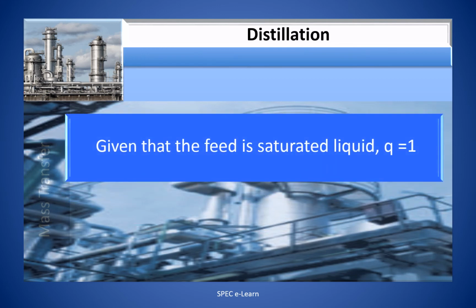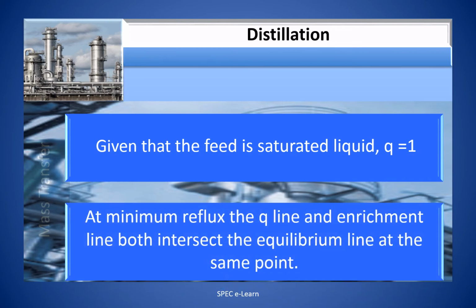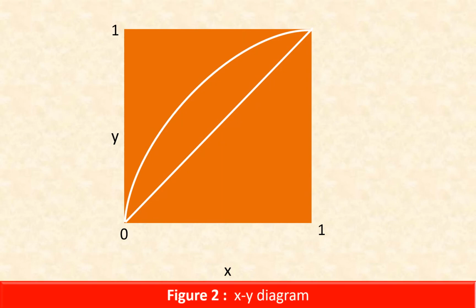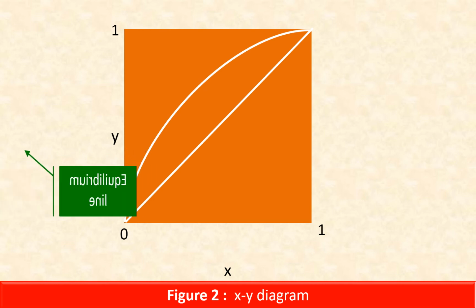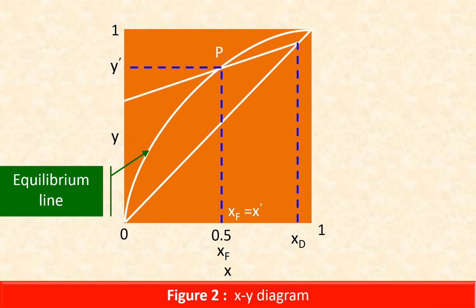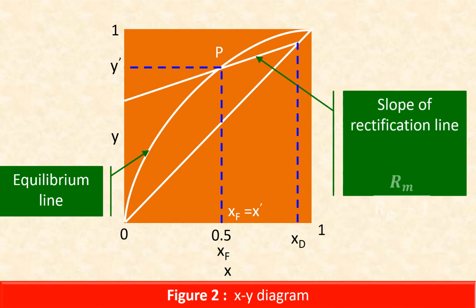Given that the feed is a saturated liquid, that is q is equal to 1, at minimum reflux, the q line and the enrichment line both intersect the equilibrium line at the same point. Illustrated in this figure is the McCabe-Thiele diagram developed for designing the distillation column for the given separation. Mole fraction of A in the feed is 0.5 and mole fraction of A in the distillate xD is 0.95. If you draw the rectification line such that the line intersects the equilibrium line at P, which is point x dash, y dash, the slope of the operating line is Rm divided by Rm plus 1 as shown.